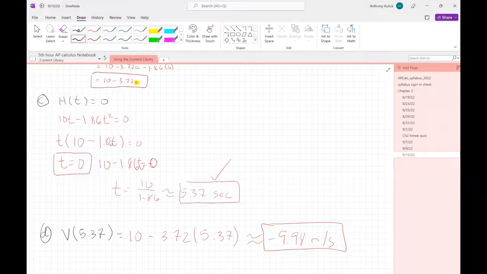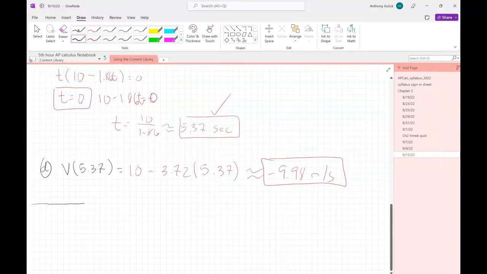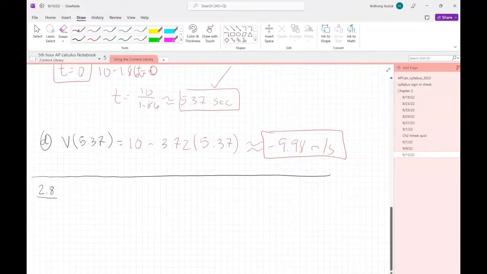Okay. You guys feel okay here? Can we start 2.8 or try to finish 2.8 here? That's what I would like to do here. So we had, oh boy, let's just skip to here.